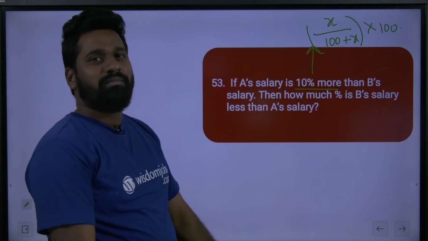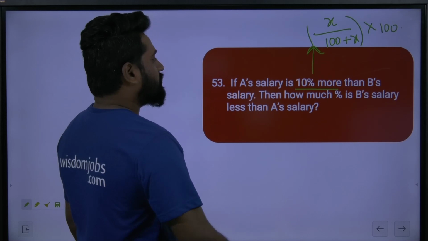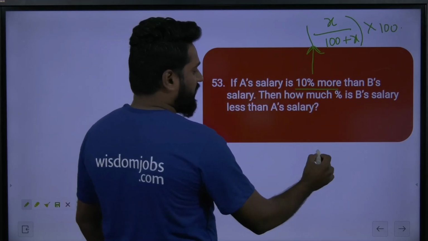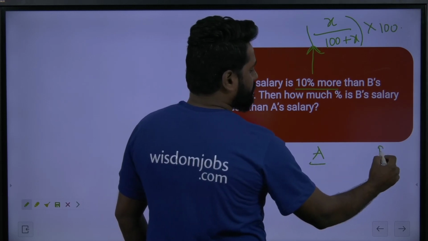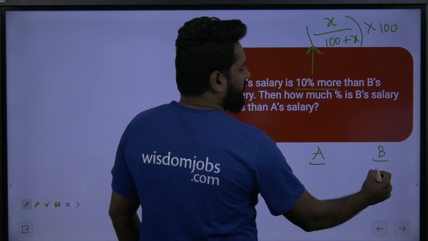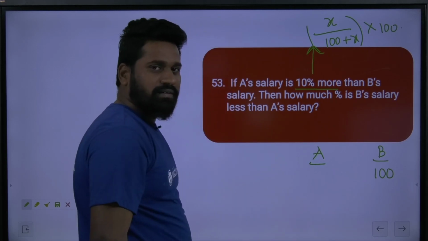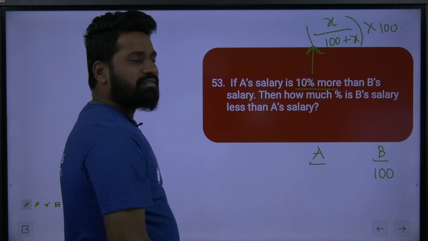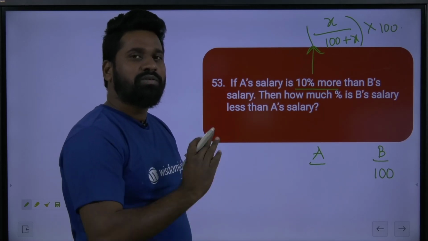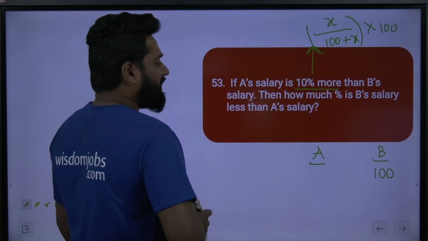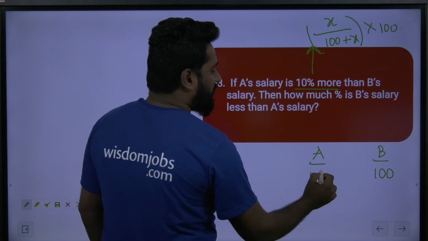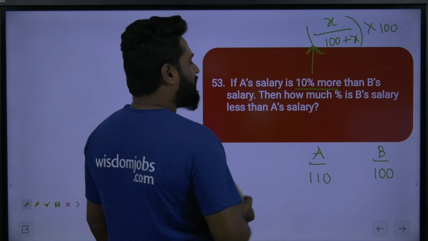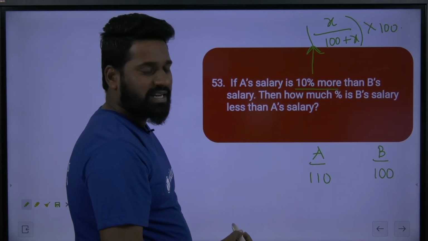Or without the formula also you can do it in the same method. So just now, A's salary is 10% more than B's salary. So take A and B. Here you can take, suppose B is 100. Then A becomes 10% more than B. 10% of B is nothing but 10 rupees. So 10 rupees more than B. 100 plus 10, A becomes 110 rupees. Is it clear?